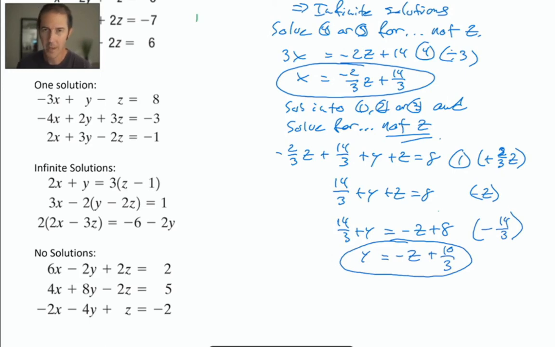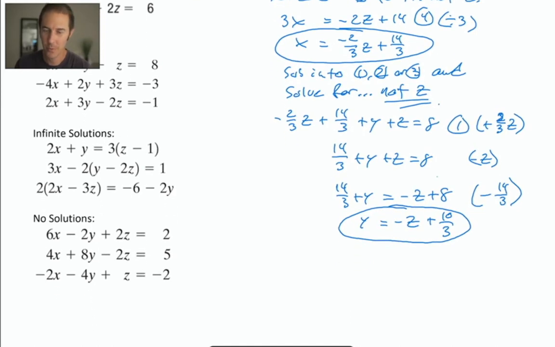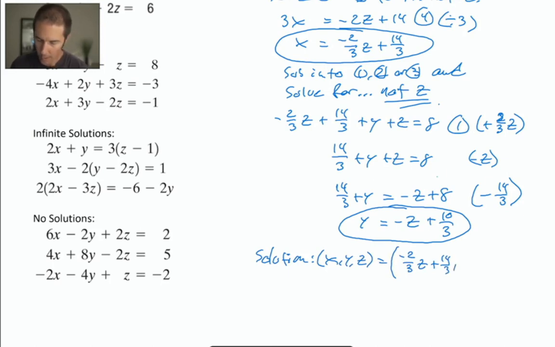And I'm circling this because this is the y coordinate of my final answer. And with 4% battery left, I'm going to write down our solution to this system of 3 equations in 3 variables. The solution is an ordered triple, x comma y comma z, where the x coordinate is negative 2/3 z plus 14/3. The y coordinate of our solution is negative z plus 10/3. And the z coordinate is z.